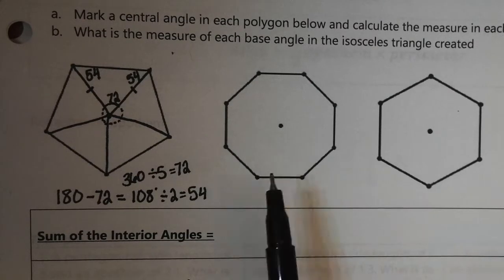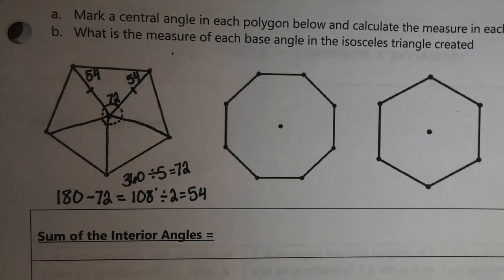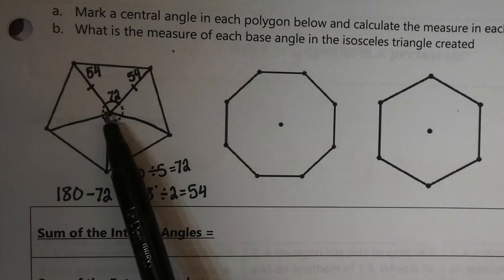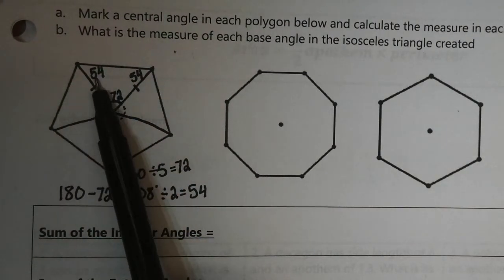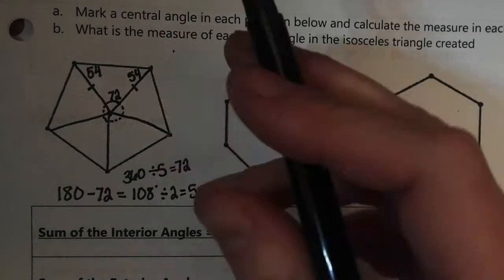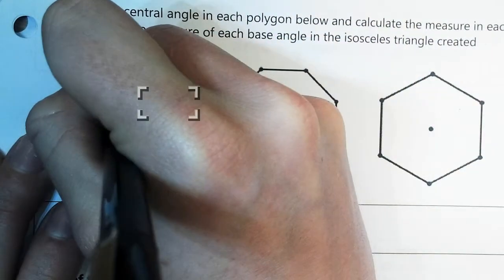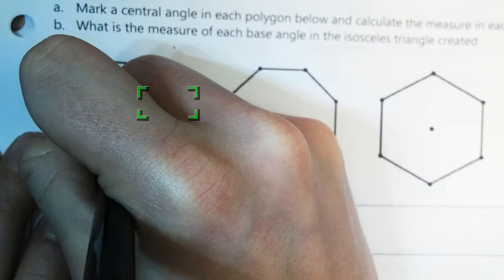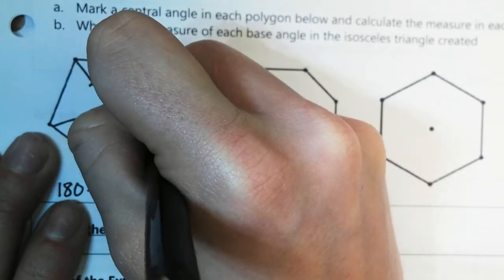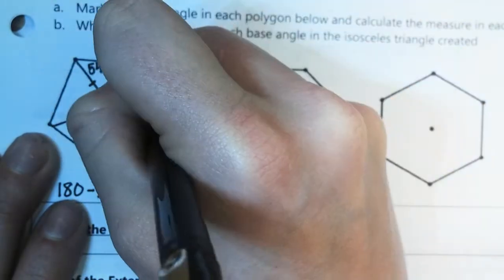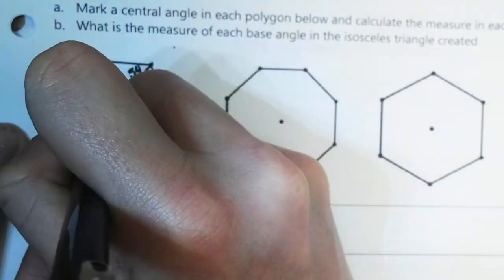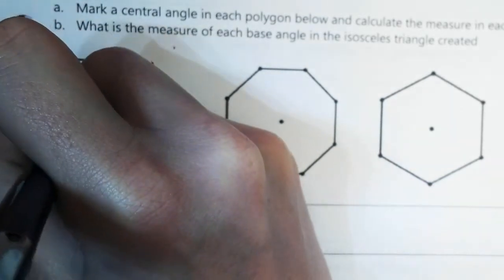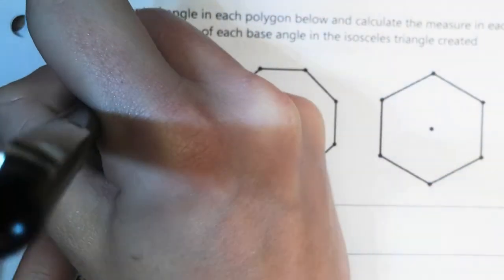So go ahead and do these other 3 with your table, the exact same thing. Find the central angle here, and then find each of the base angles in the isosceles triangle. So if you wanted to know any of these, they're going to be exactly the same. All 72 in the center, all 54 for the base. You don't have to mark every single one like I am here. You can just do one of the triangles in each of the shapes.